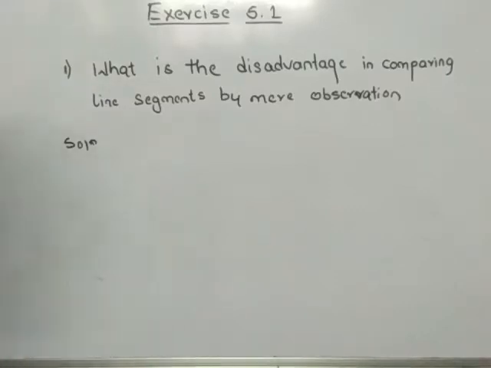Okay students, we'll move to exercise 5.1. In that, the first question is: what is the disadvantage in comparing line segments by mere observation? Mere observation is the first method, right? By observation only we can say which line segment is greater or lesser, but we cannot say the accurate length, isn't it? We cannot say the accurate length of the line segment.